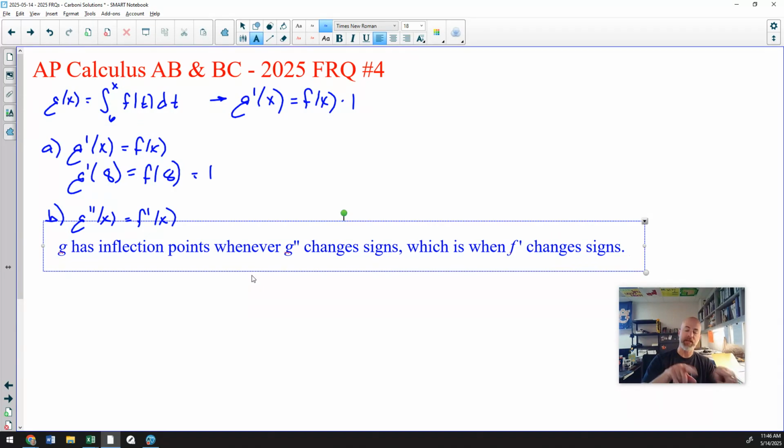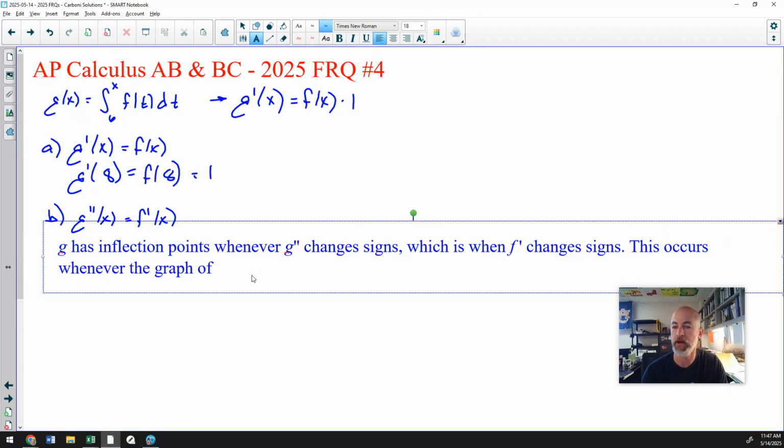And now I need to connect my thought process to the graph of f, because f is literally the graph they gave us. I can't say g double prime changes signs or f prime changes signs. I have to connect it to f of x. So now I'm thinking, if f prime changes signs, what does that mean for the function f? Well, if a derivative changes signs, that means your original function f has a local max or min. So I'm going to say this occurs whenever the graph of f, which is given, has local, or I'll say relative.